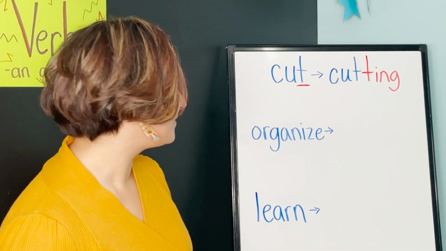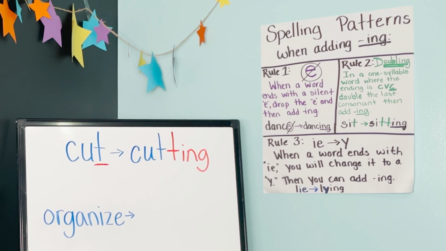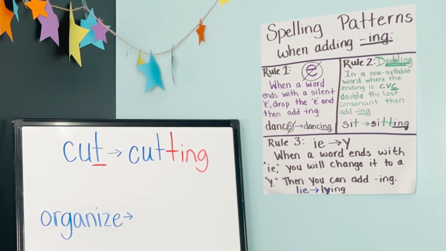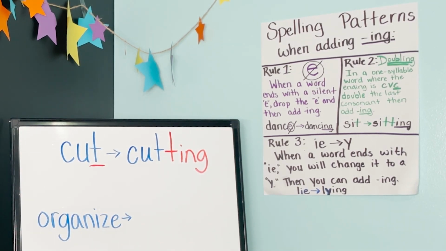All right, scholar. The next word is pretty long, but I know you can do it. Are you ready? The word is organize. So look at its spelling pattern. Look at the ending of that word. Figure out which rule applies, and then try adding ing on your own.